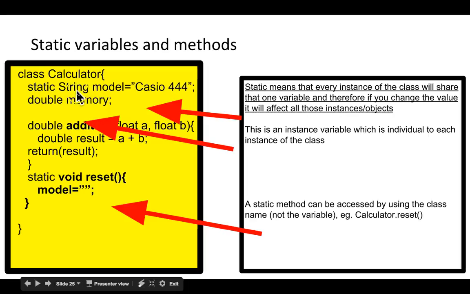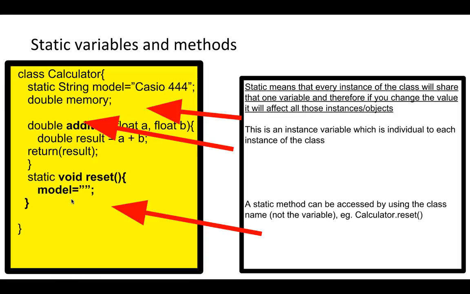But it also had a variable called model, which was static, which meant that all of the calculators created from this class share the same variable, and they all start off being a Casio 444. Okay, now that's what a static variable means. There are also static methods, which we're going to talk about in a minute. The most famous of which, of course, is public static void main.